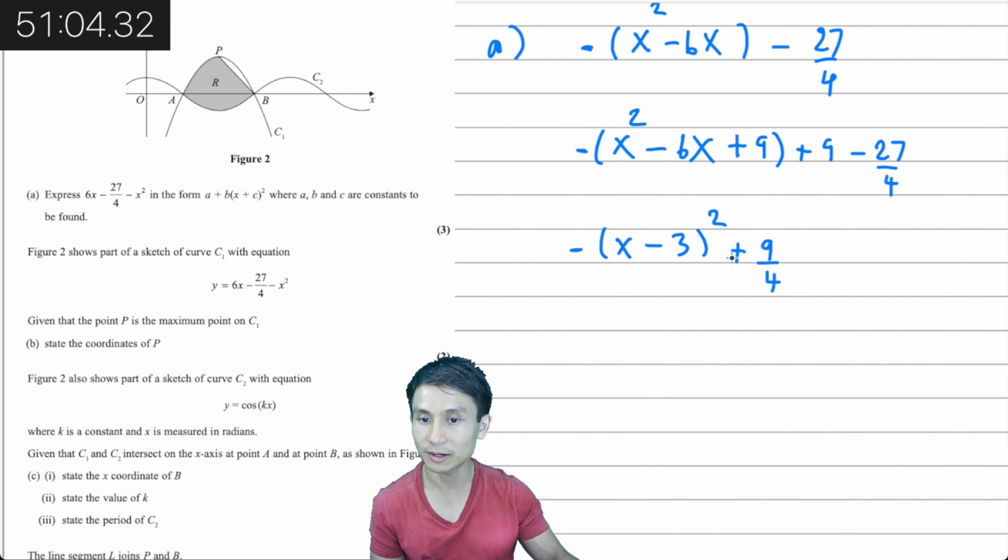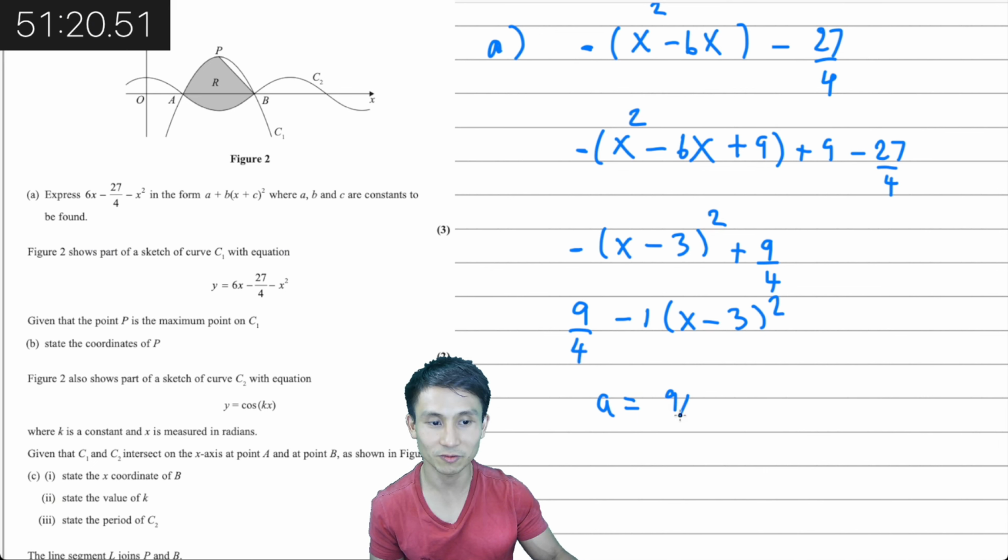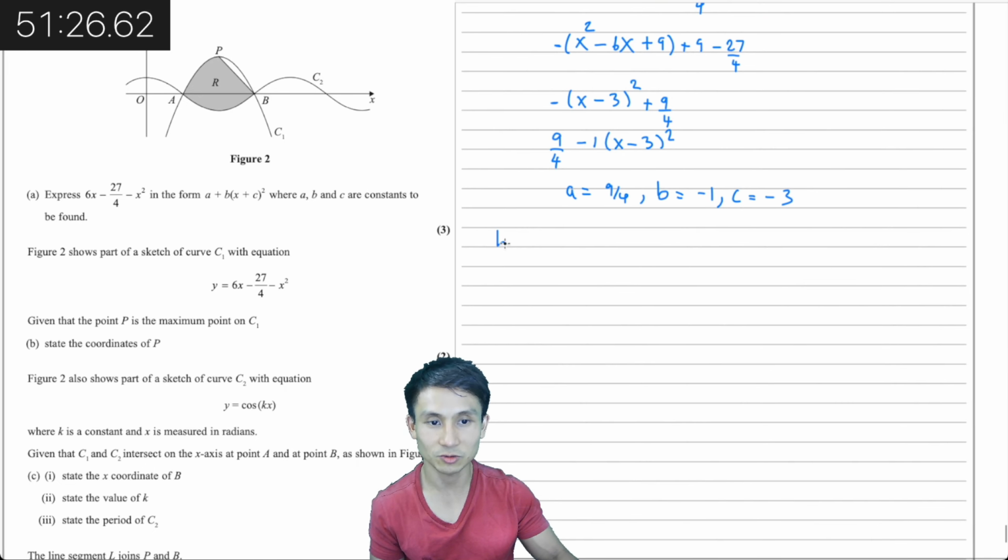Yeah, that's fine. So this is done. This is 9/4. A, B, C are constants, that's fine. Minus 1, x minus 3 to the 2. So we could write A equals 9/4, B equals minus 1, C equals minus 3, right? That's question A done.